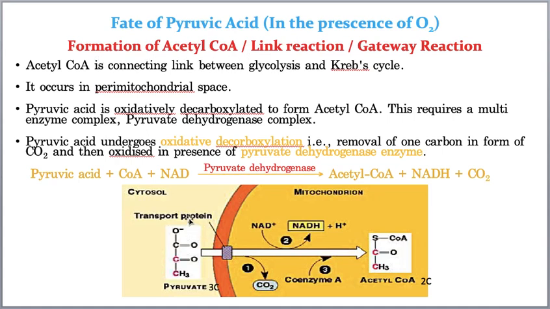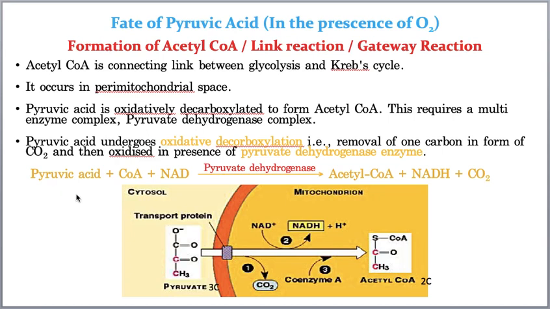Why? Up to pyruvate, what is that? Glycolysis. Now after it converts into acetyl coenzyme A, this acetyl coenzyme A participates in the second step of respiration, that is called the Krebs pathway. That's why this acetyl coenzyme A formation is called a link reaction between the glycolysis and the Krebs pathway. That's why it is called a link reaction or gateway reaction. Understanding it?